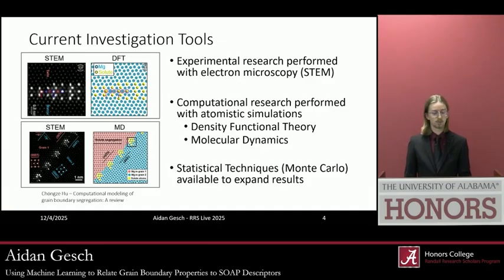So to investigate grain boundaries, we have a variety of tools at the present. Experimental research is performed primarily with electron microscopy. This includes but is not limited to scanning transmission electron microscopy. This allows us to investigate the current position of atoms and the structures they form.